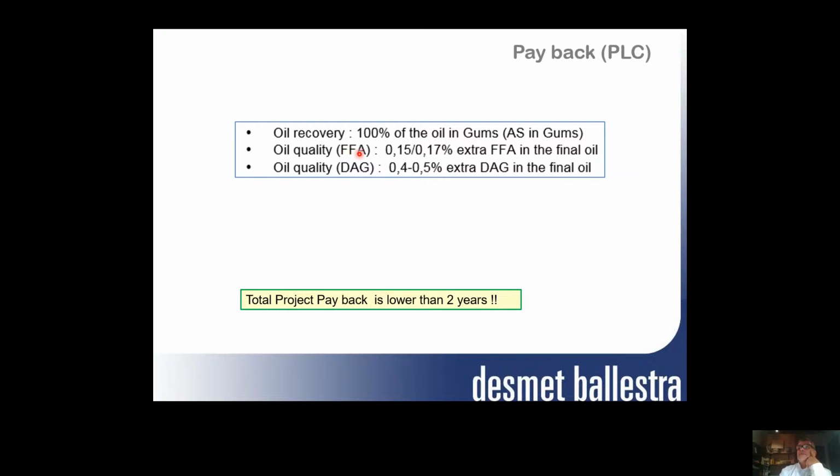As for the final oil quality, there will be an increase of 0.15 to 0.17 extra free fatty acid in the final oil, and 0.4 to 0.5 extra diglycerides in the final oil. So it is the quality that is typically sold when you use enzymatic degumming. But in this case it is enzymatic de-oiling, which is different and makes a lot more value, as we mentioned.